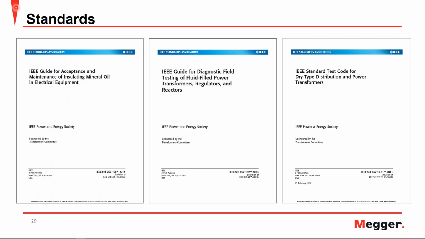That being said, let's take a look at a couple of the standards. On the left-hand side, we have the IEEE Guide for Acceptance and Maintenance of Insulating Mineral Oil in Electrical Equipment, that discusses power factor testing. And on the right-hand side, we have the IEEE Standard Test Code for dry-type distribution transformers and power transformers. Now, in the middle, we have the more popular IEEE C57.152, or Guide for Diagnostic Field Testing for Fluid-Filled Power Transformers, Regulators, and Reactors. Let's take a little bit of a deeper look into this guy.